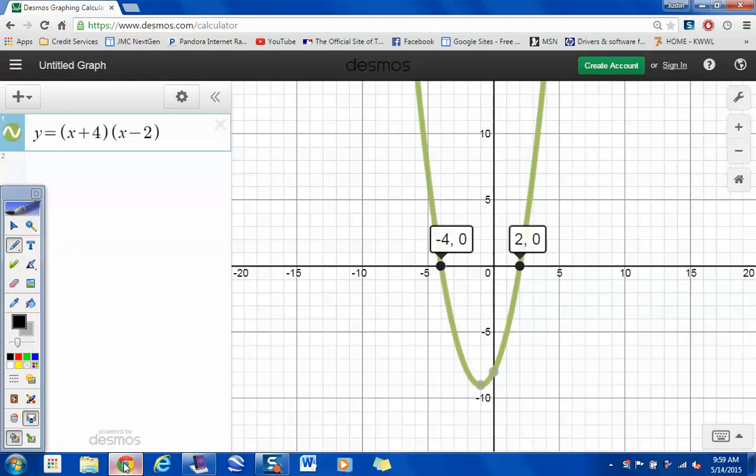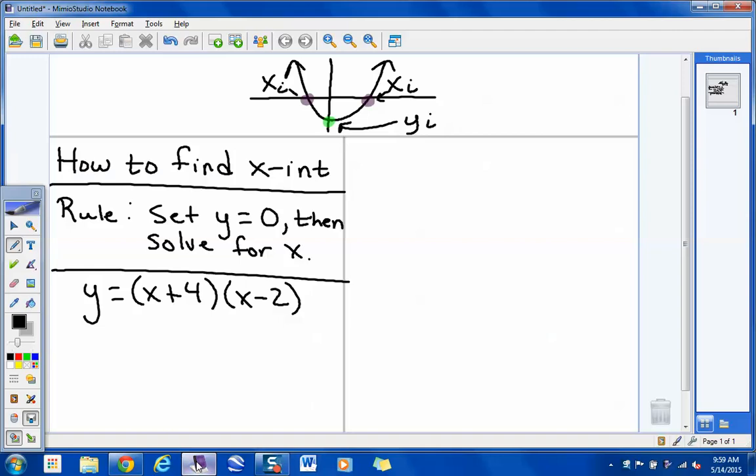So I want to know what this looks like without having the graph stuff. Well, here's how you do this. What's the rule say to do, guys? Set y to 0, then solve for x. So I have 0 is equal to x plus 4, that quantity times x minus 2. All agree?